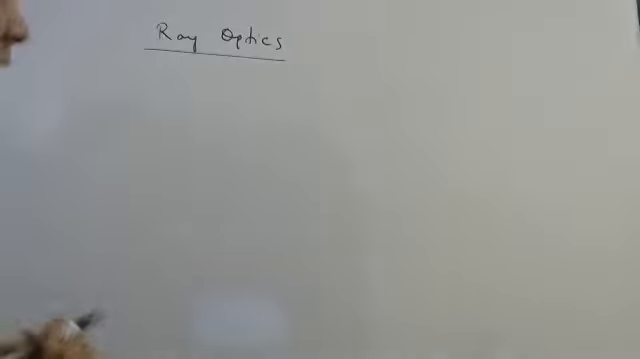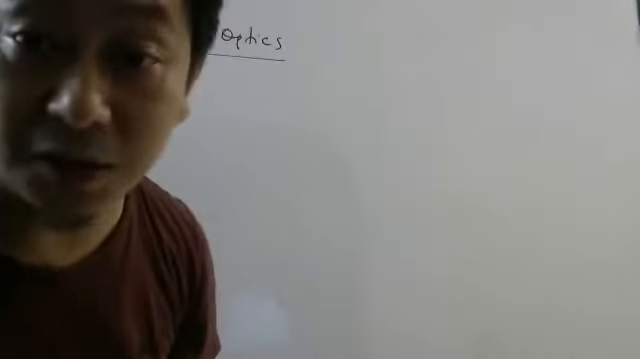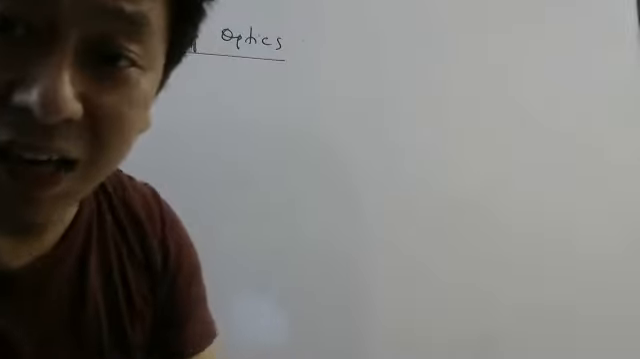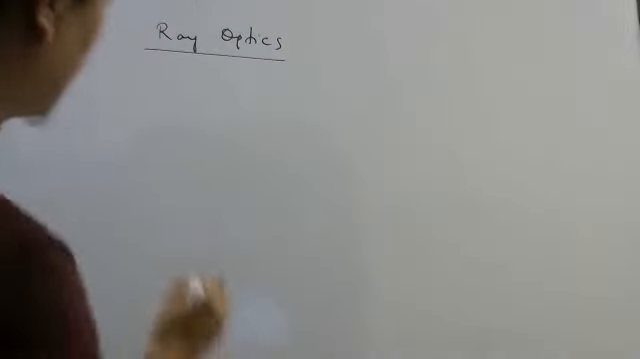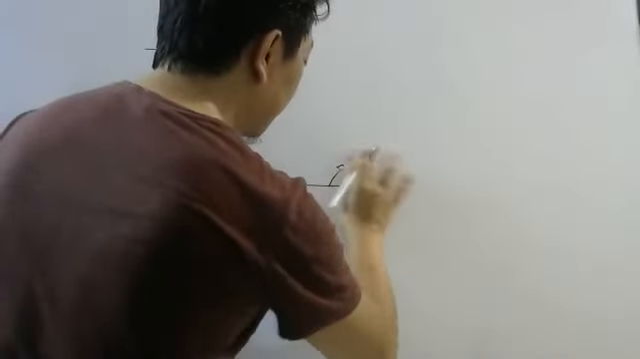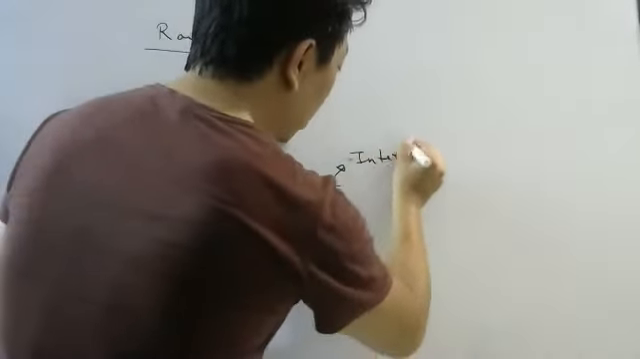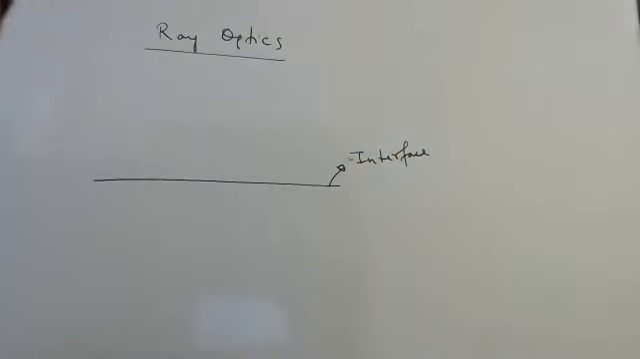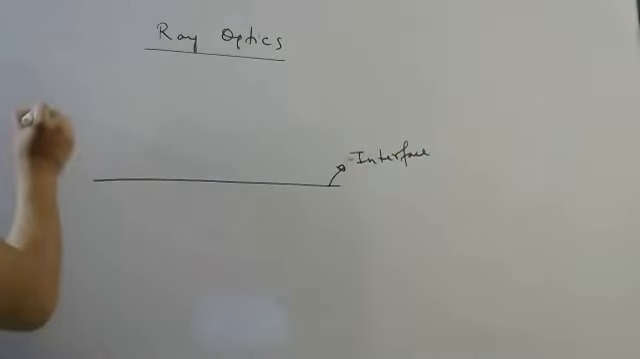So the main concept is that reflection is deleted. So we can start directly from refraction. So in refraction, what happens? There will be some boundary. The boundary is called interface. Okay, now. So this is medium 1.